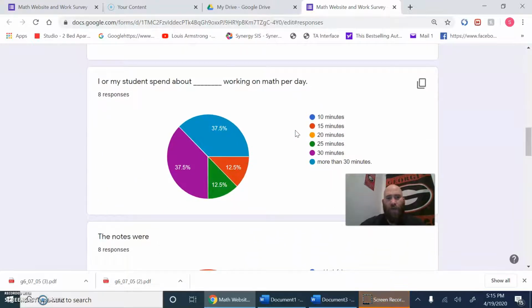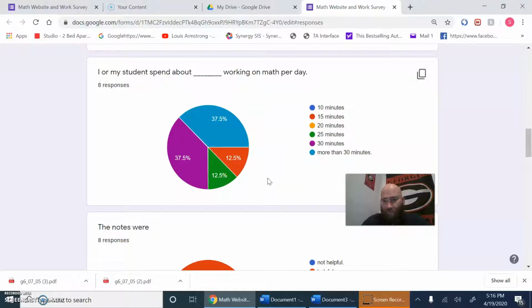Okay. I or my students spend about blank minutes working on math per day. So more than 50% of you that did the survey said that you're spending less than 30 minutes on math, and that's good. All right, these are designed to be no more than 30 minutes. So if you're spending an hour on math, go to the math help, ask questions, and just do your best. I don't want you spending an hour. I want you spending 45 minutes at max.